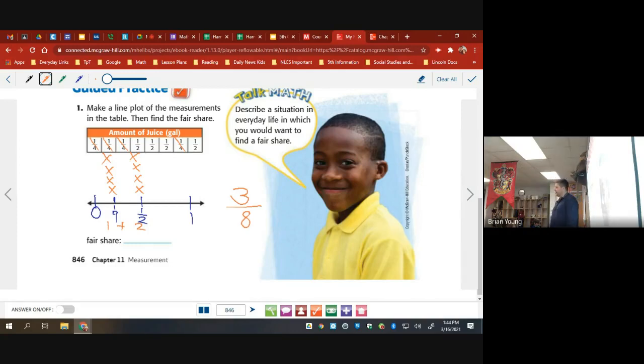Can we simplify that any? No. So our fair share is 3/8. That's our fair share, 3/8 of a gallon. It says juice. I guess we were doing juice there. I didn't realize that's what we were doing.